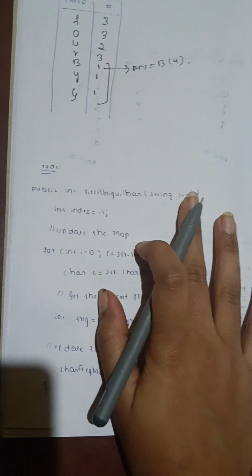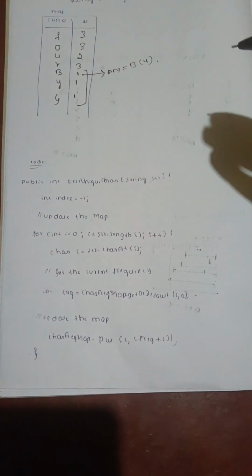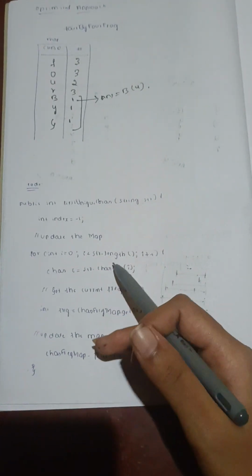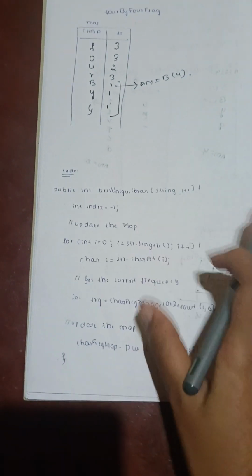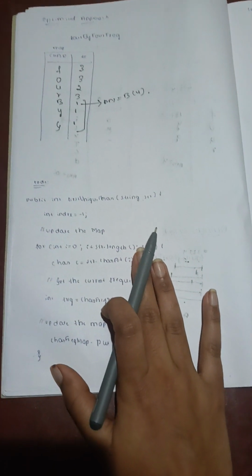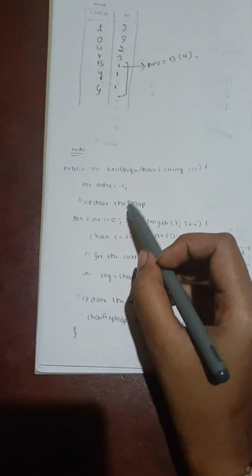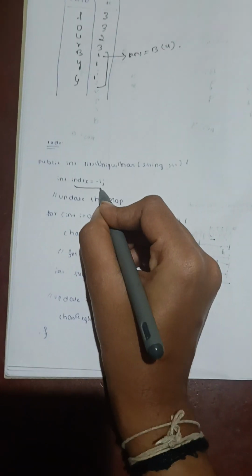Here is the code snippet of the concept I explained earlier, both brute force and optimal, and I have taken the optimal approach to explain the code. Here is simple Java code for the first unique character in a string. First, we initialize the index as -1, which is the default answer if there is no unique character.